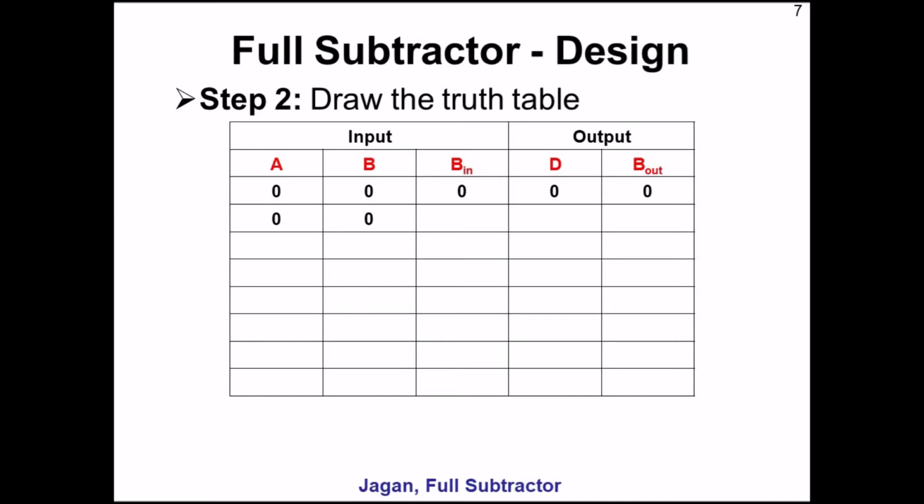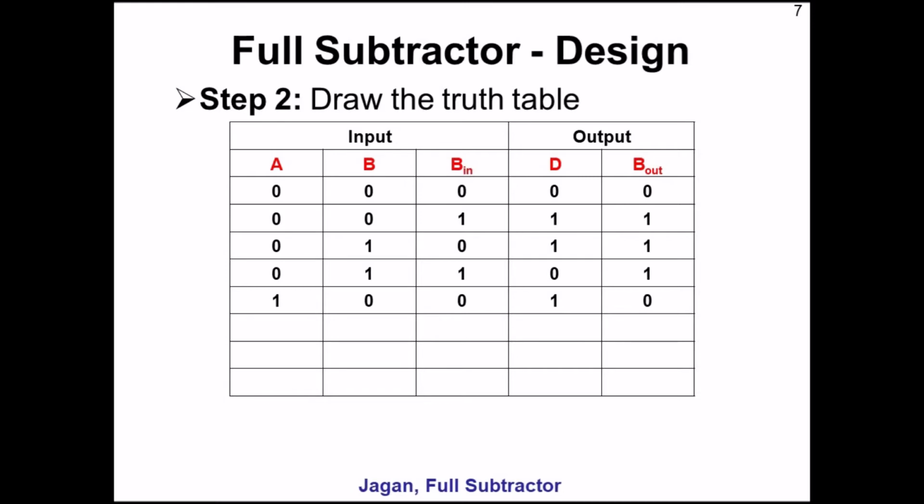If I have the same input, A and B both are 0, but if I have a borrow in, then my difference would be 1 and my borrow output would be 1. Then if I have 0, 1, 0, I have the difference 1, my borrow out 1. Then I have 0, 1, 1, my difference would be 0 and my borrow out would be 1. And if I have 1, 0, 0, my difference would be 1 and borrow would be 0.